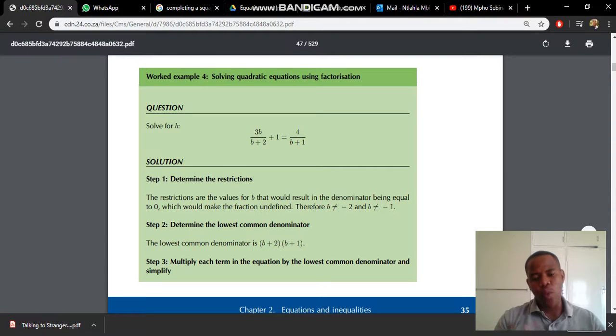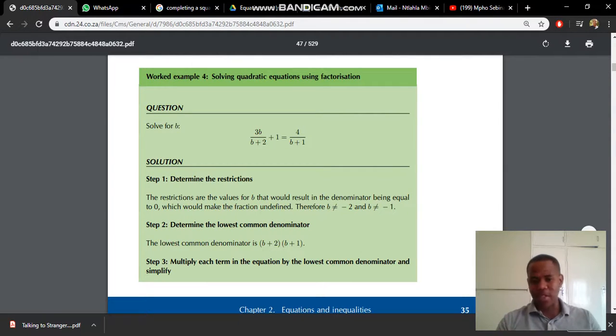The first thing when you have an equation that has fractions is to write down your restrictions, right? Why do you write down your restrictions? You have b plus 2 in the denominator. If b happens to be negative 2, you can't solve that equation because you're taking something that's undefined. You can't have that when you have undefined stuff, so you must write the restriction.